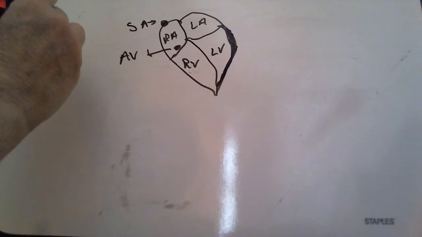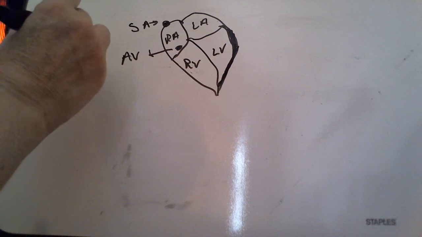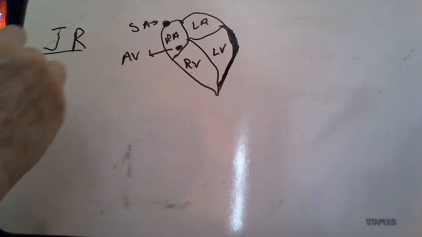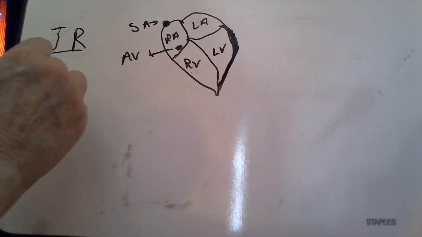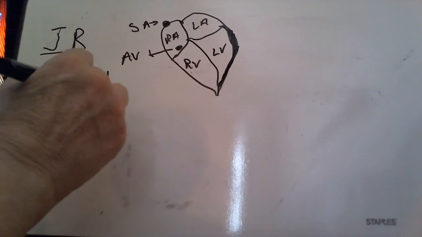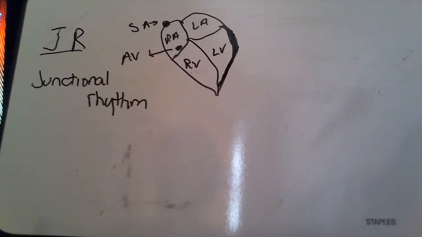So the next rhythm we're going to talk about is called a junctional rhythm. Junctional rhythm is abbreviated JR. It's also called a junctional rhythm. And what is different about a junctional rhythm from a sinus rhythm?